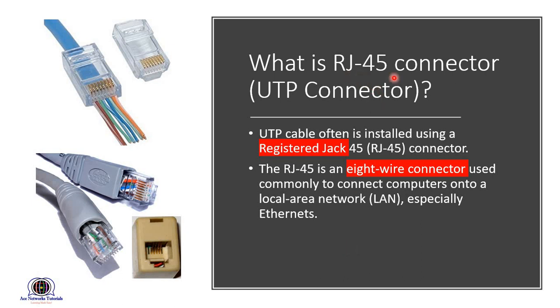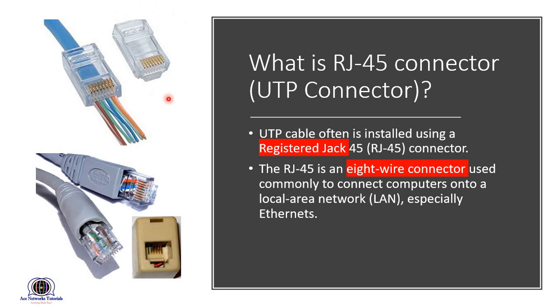RJ45. UTP cables are often installed using RJ45 connector. Here, RJ stands for registered jack. It is an 8-wire connector, usually used to connect computers onto a local area network, especially Ethernet. On the left, you can see the RJ45 connector with cable installed. You guys might have come across RJ45 connectors quite often.